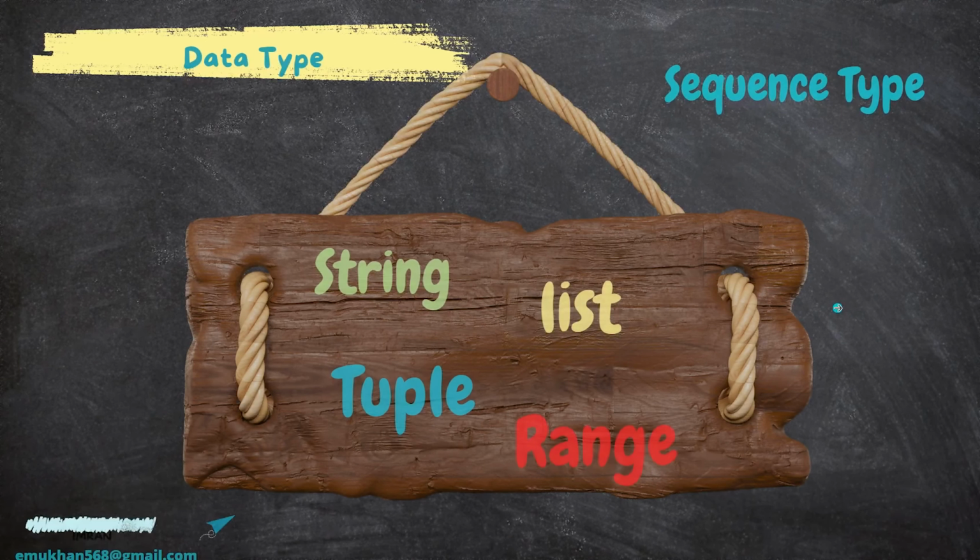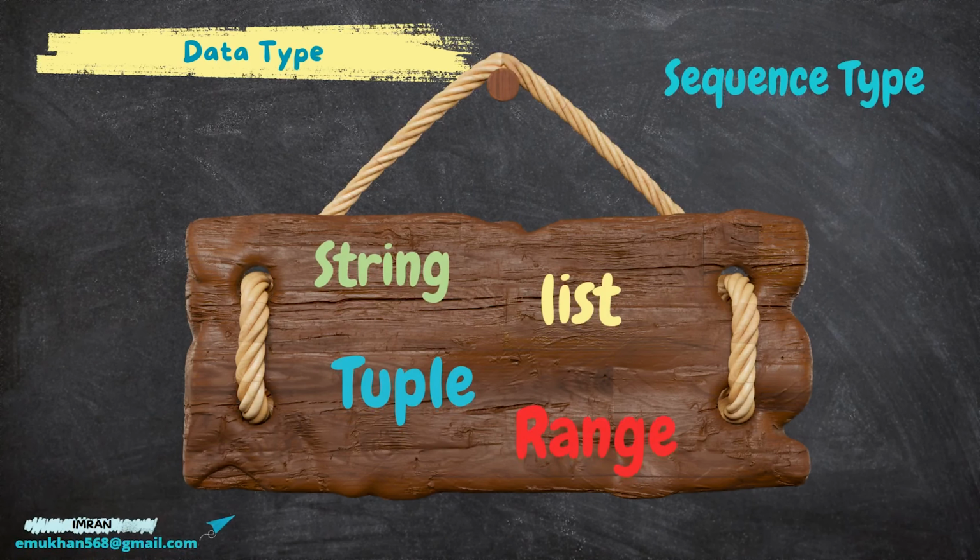Now sequence type. There are four types under sequence data type: string, list, tuple, and range. Why is it called sequence? Because it maintains a certain sequence. That's why it is called sequence type. So let's go with the flow.